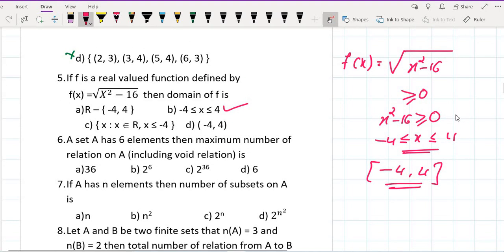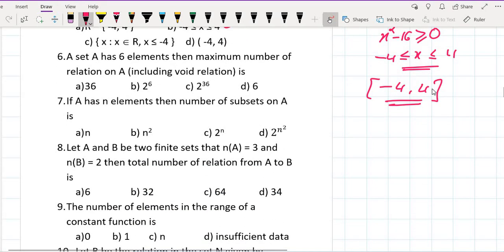Suppose in this case, it is 1 by root of x square minus 16. In such cases, we cannot consider equality of 0. So it should be always greater than 0 in that case, because it is a fraction and the denominator cannot be 0. Now it is not a fraction, so we consider greater than or equal to 0. Okay.